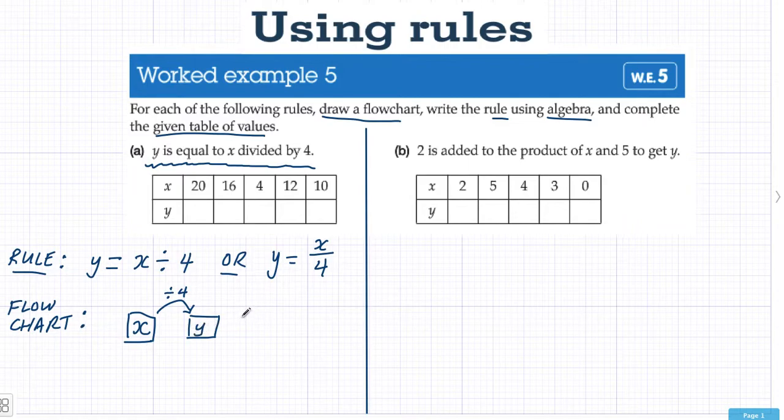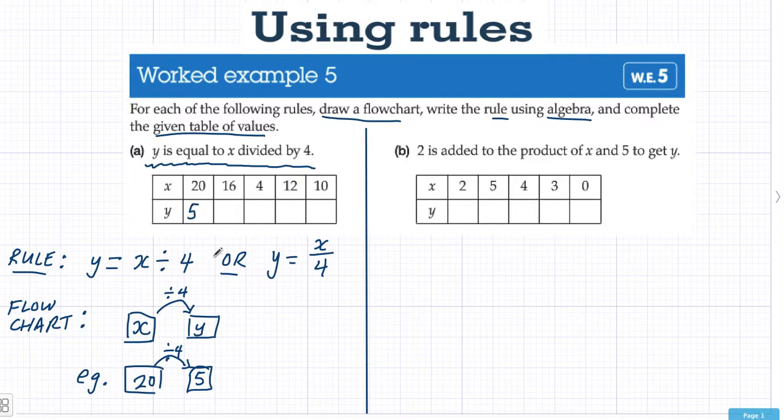We're going to look at how we can go backwards and forwards later on when we solve equations, but this is just a very simple flowchart that tells us what to do. So if we wanted to use this flowchart to help us to fill in this table, we'd say, okay, for example, if x is 20, we need to divide that by 4 to give us the y value, and we know that 20 divided by 4 is 5. So that would mean that y is 5, so that goes in this box.